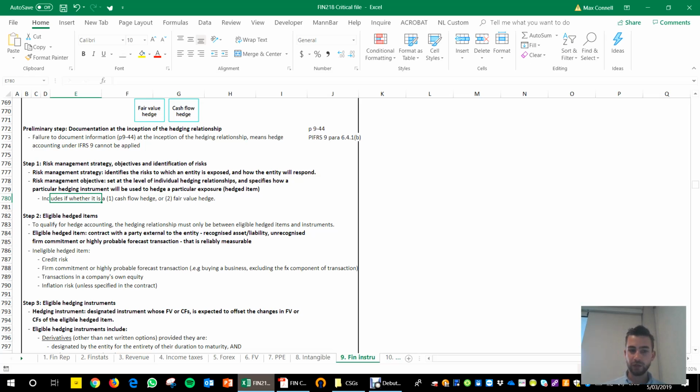A firm commitment or highly probable forecast transaction. This excludes the FX component of the transaction. Transaction in a company's own equity, and inflation risk. So this is the risk that the payments will be distorted by inflation going forward, or CPI.